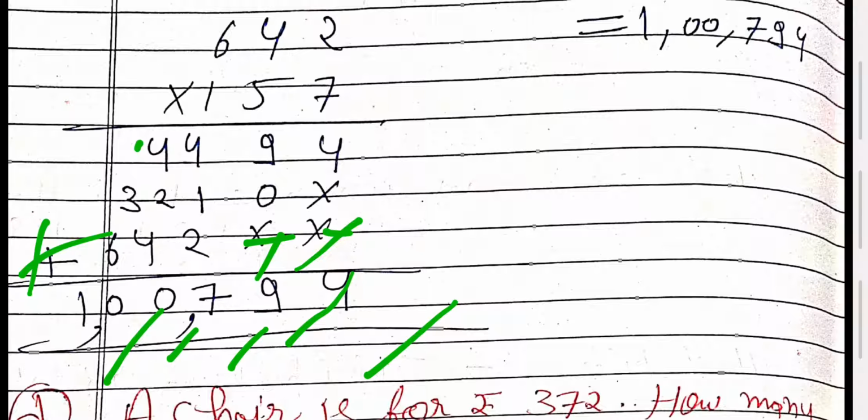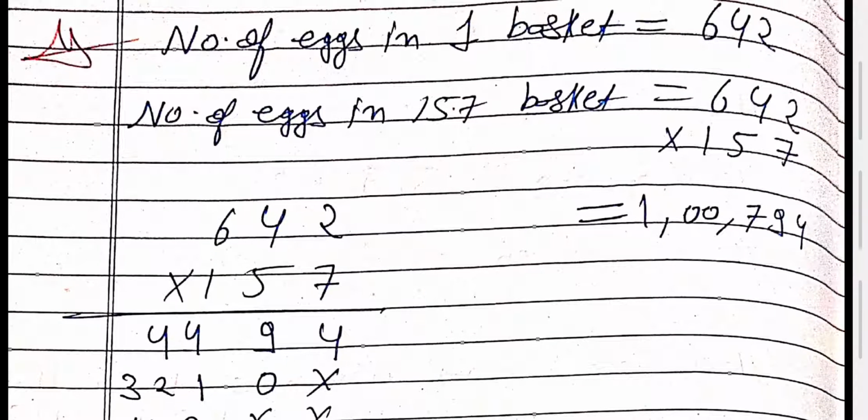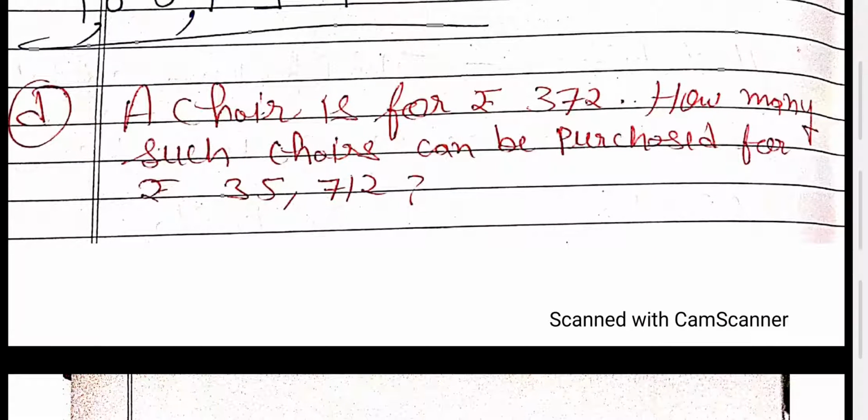So what is your answer? So the number of eggs in 157 baskets is 1 lakh 794. It is your complete answer. Now come to the D part.